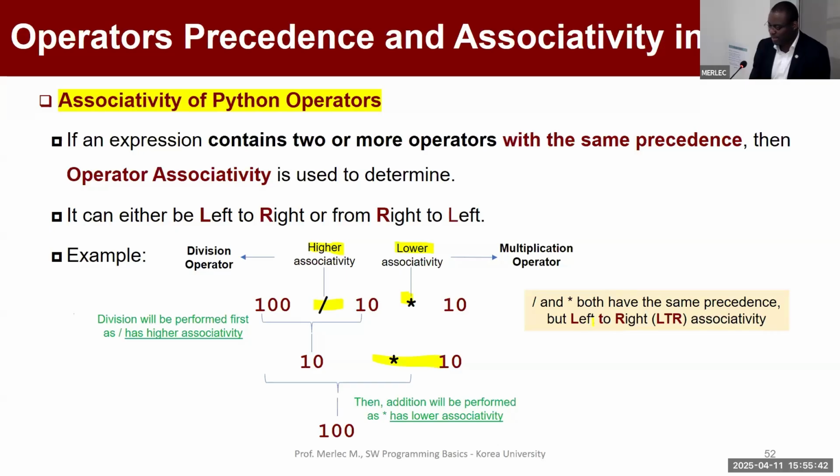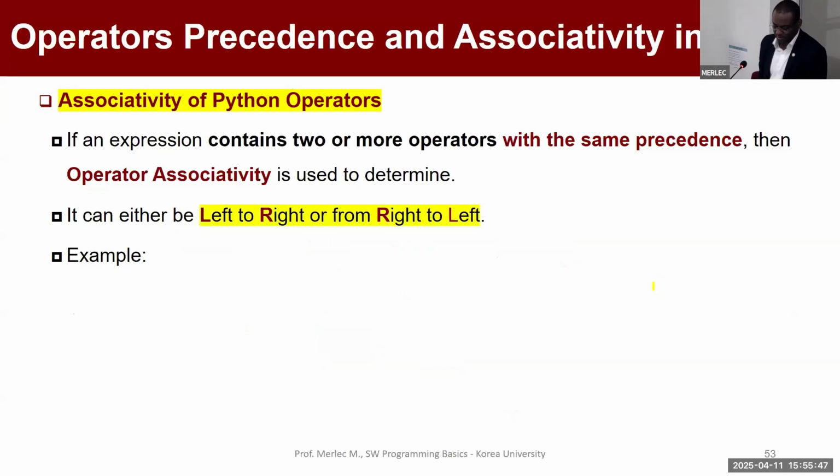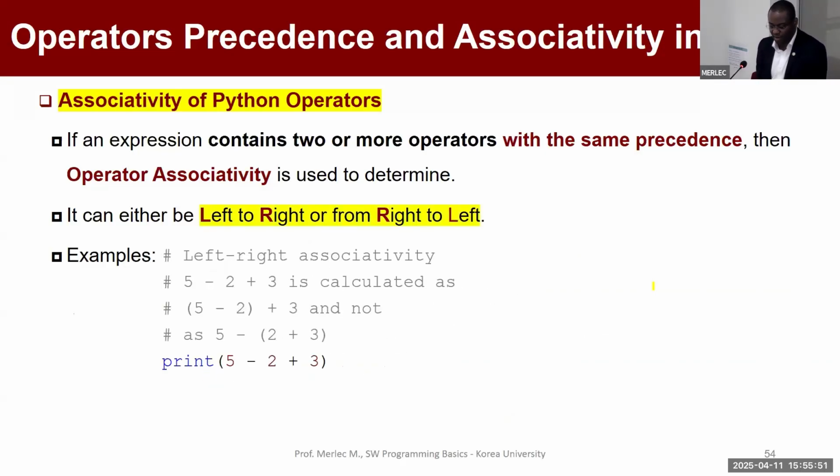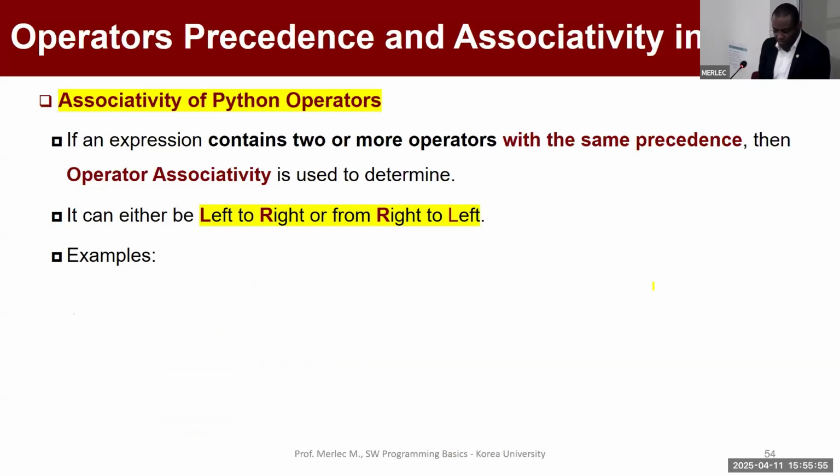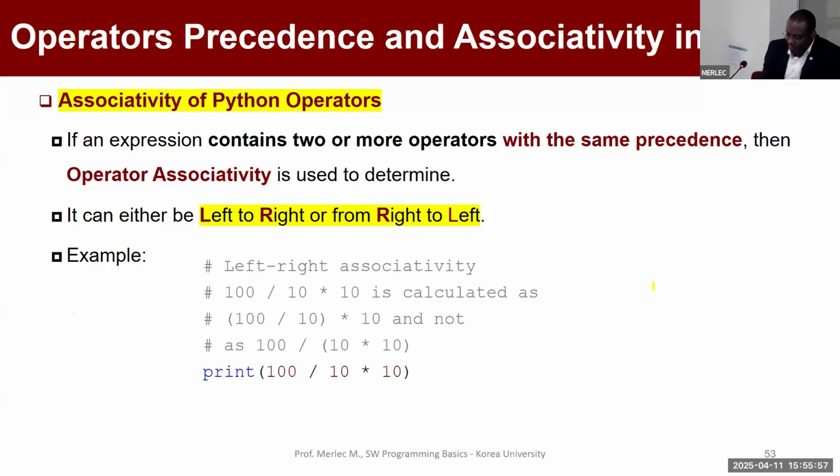So we apply the LTR associativity rule. If you want to implement a particular logic, be sure to provide the right representation of your association. In this example, we apply left-to-right association. When you implement it, Python will understand that as if you put parentheses like this: 10 multiplied by 10 and then divided by hundreds.